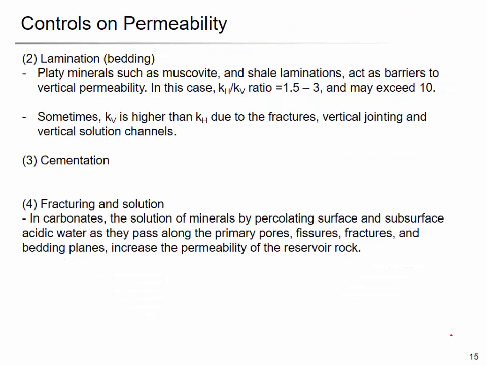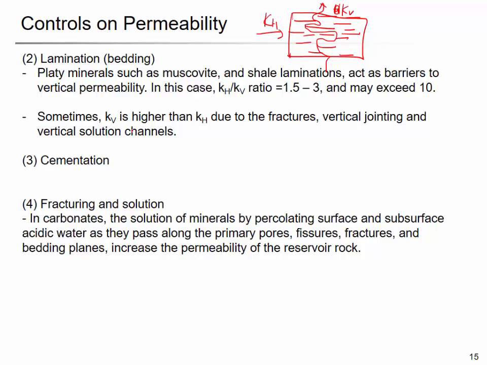And also, lamination is very similar to platy particle sedimentation. So platy minerals such as muscovite and shale laminations act as a barrier to the vertical permeability. In this case, the KH over KV ratio ranges from 1.5 to 3, and it may exceed 10. Let's say you have a clay particle, and the clay particle will settle down like this. And this direction KH is much larger than this direction KV, right? So when you inject water vertically, the flow will experience a more tortuous flow path.